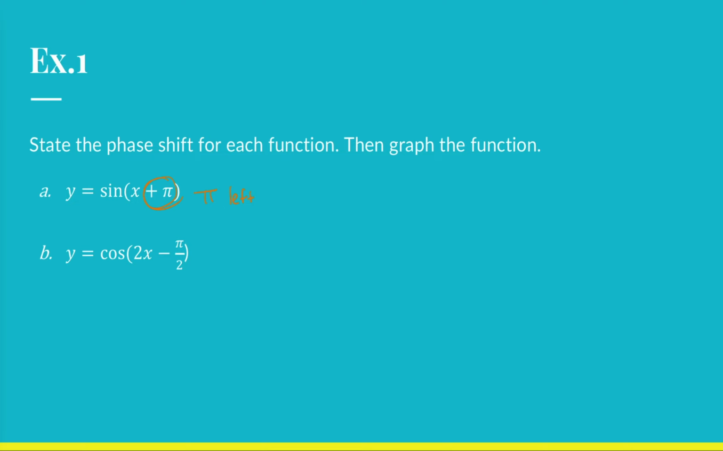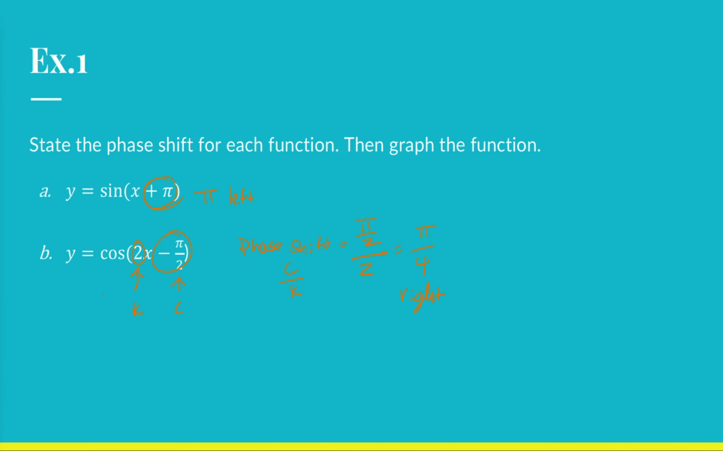Here, for cosine, it's 2x minus pi over 2. Right? So our phase shift is going to be pi over 2 over 2. This is c, this is k, phase shift is c over k. So pi over 2 over 2 is pi over 4. And because it's negative, it's pi over 4 to the right.